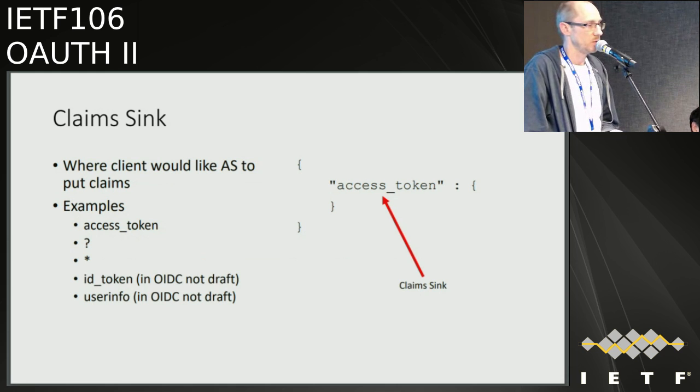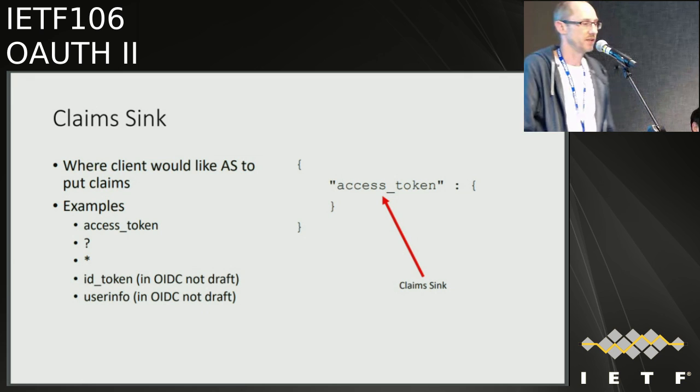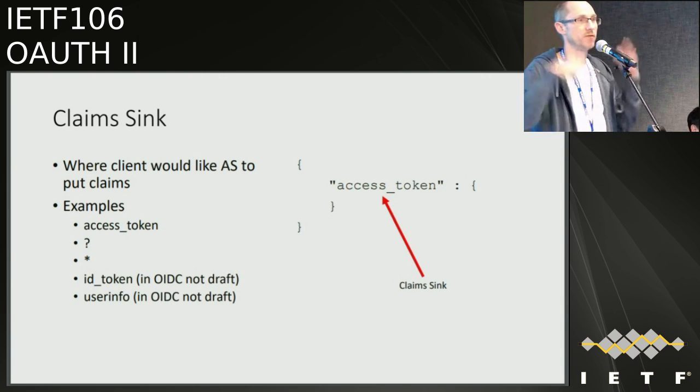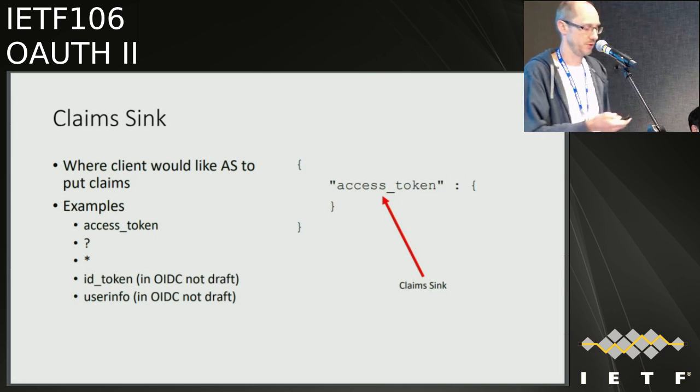So a claim sink, what we mean by this is the part of the request where the client is saying, this is where I want the claims to be asserted. I want them to be included, for example, in an access token. A client might say, I don't know. I want them to be asserted, but I don't know where they're going to go. So it might just say the claim sink is a question mark, or it might say I want them in every destination, so I'll use a star. It might also be ID token or user info if the AS is also an OP.